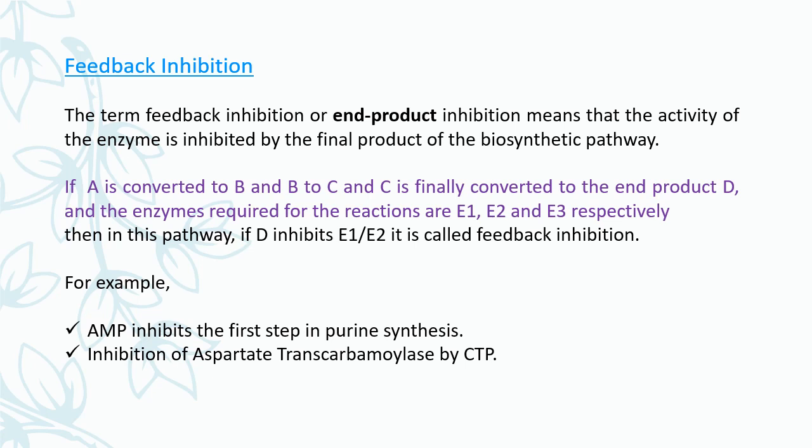Just like that, CTP, that means cytidine triphosphate, inhibits the aspartate transcarbamylase enzyme. Aspartate transcarbamylase is one of the first enzymes in pyrimidine synthesis. So here CTP inhibits aspartate transcarbamylase. So this is an example of feedback inhibition.